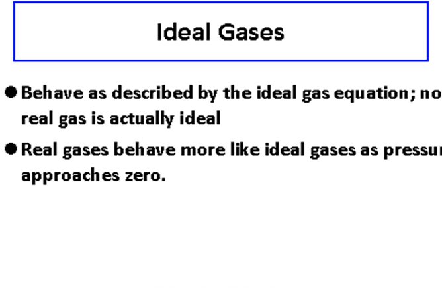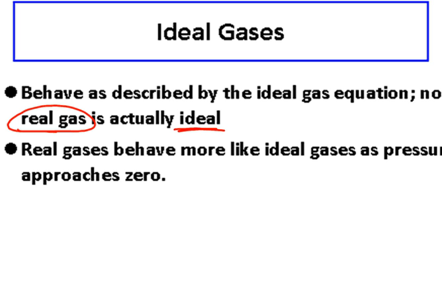You guys kind of read this already with ideal gases, but ideal gases behave as described by the ideal gas equation, mainly that there's no volume. These gases don't have volume. These gases do not collide with each other. But understand that there's no ideal gas. Every gas is a real gas.